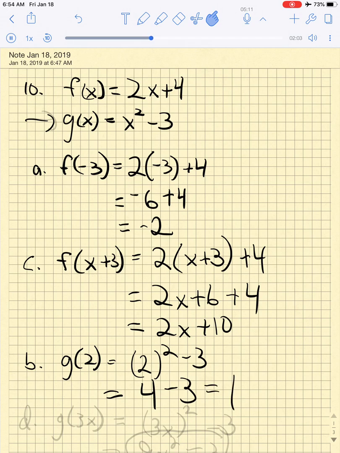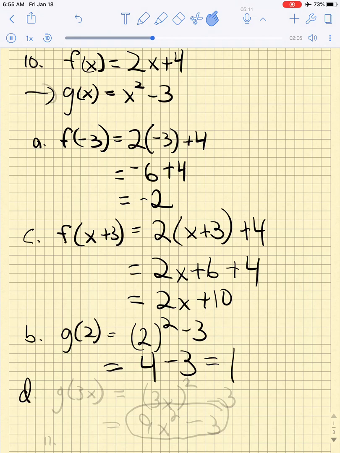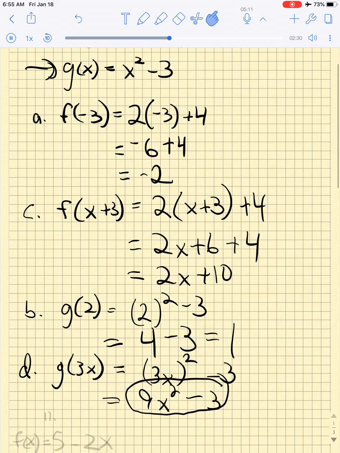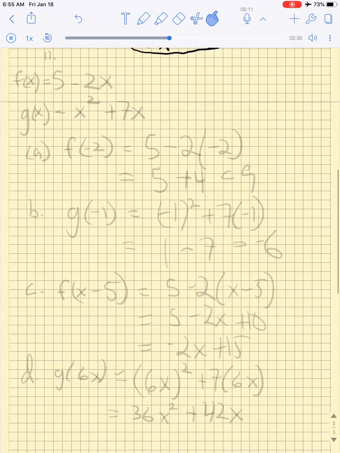The last one, D, is g of 3x. Every time we see an x in the function g, we're going to substitute in 3x. So that gives us 3x raised to the second minus 3. This is equal to 9x squared minus 3. Okay? 9x squared minus 3 is the final answer.